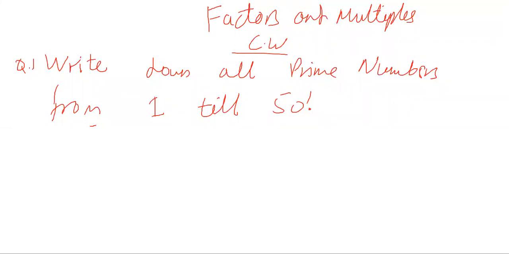Okay, we will discuss the answers right now. Everybody should check your answers. So the question was to write down the prime numbers from 1 till 50. Now we know that prime numbers are those numbers which have only two factors. Now let's start with 1.